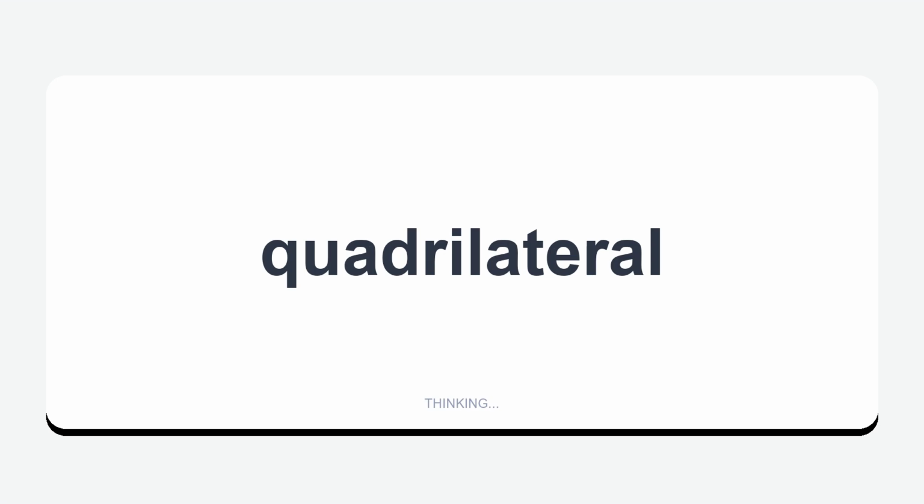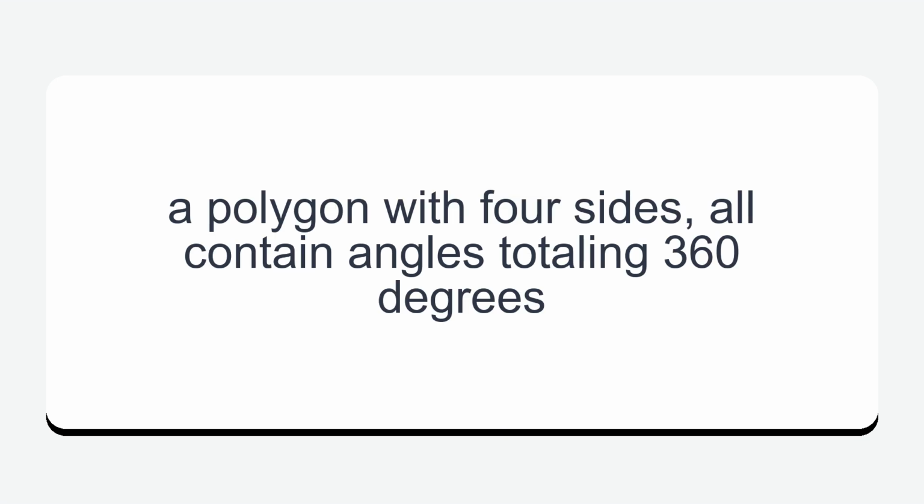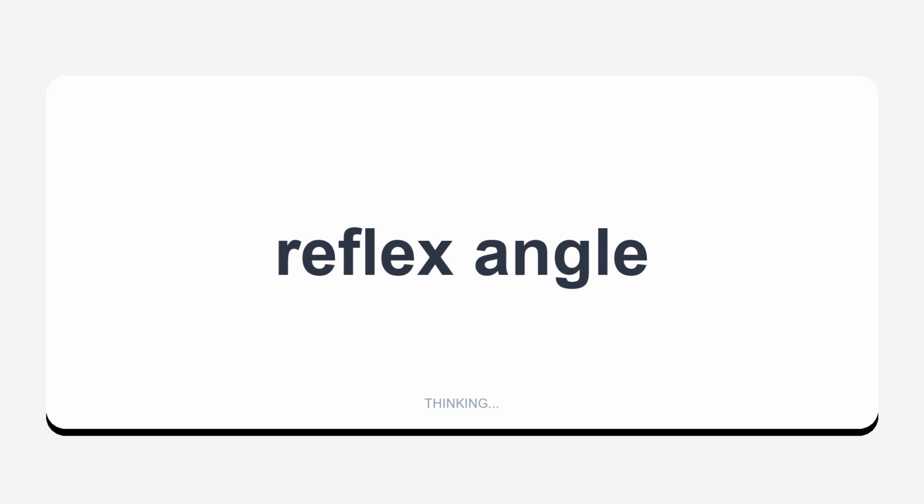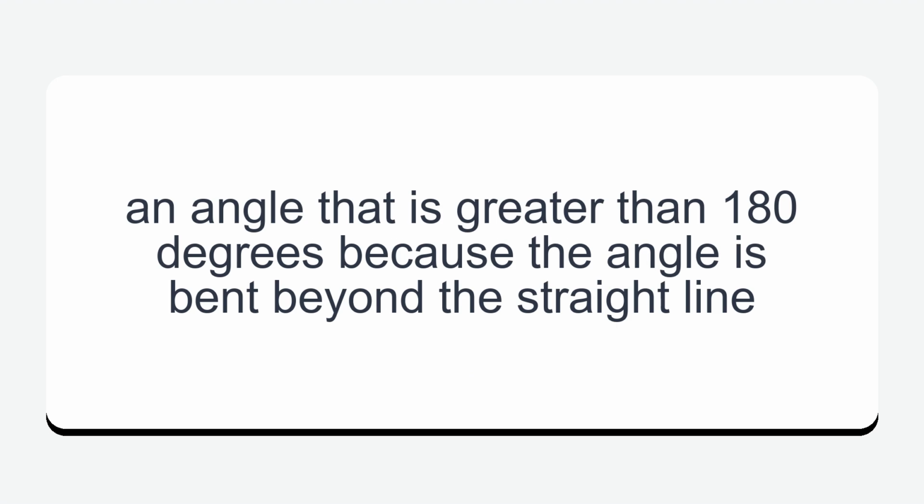Quadrilateral: a polygon with 4 sides, all containing angles totaling 360 degrees. Reflex angle: an angle that is greater than 180 degrees because the angle is bent beyond the straight line.